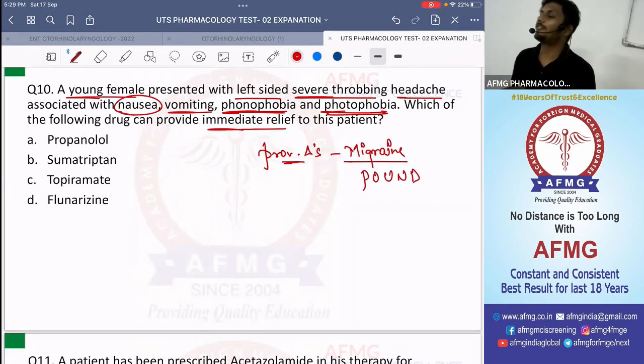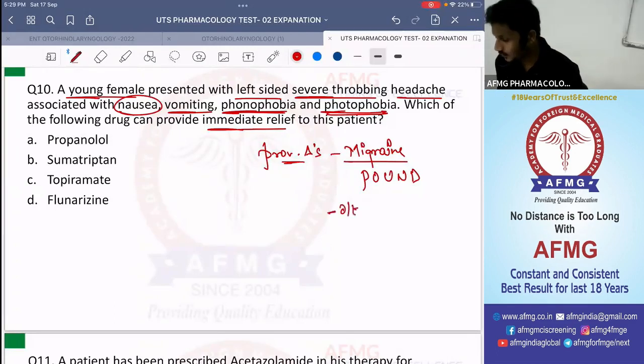POUND criteria. P for pulsatile in nature. O for one-day illness. That is, each episode of migraine usually goes off within 24 hours. U for unilateral. N for nausea and vomiting. D for disabling in character. मतलब वो इंसान कुछ काम करने लायक नहीं रहता. ठीक है? That is what is a migraine episode. Now this migraine is usually, what is the most important or the most accepted hypothesis? It is due to vasodilation. Okay, of which vessels?